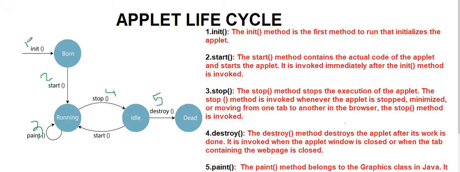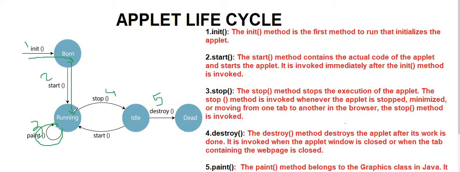Means when the init method is called, then the applet goes to the born state, then the applet starts and then it goes to the running state. Means from here when the applet gets initialized, it goes to the born stage, and when the applet starts, it goes to the running state. In the running state, if it has a paint method, then it will keep running and paint all the code which is present in the paint method. Means it will execute all the shapes or whatever code we have included in the paint method.